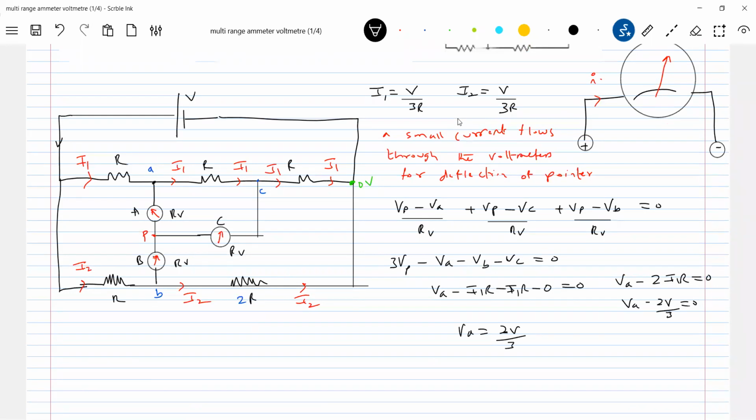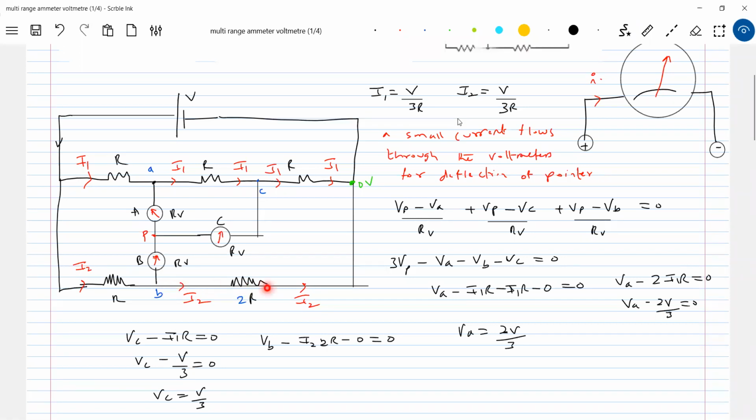Similarly, let's calculate the potential of point C. Vc minus I1R equals 0. What is the value of I1R? This should be V by 3. Potential of point B: Vb minus I2 into 2R minus 0 equals 0. So I am choosing the path. Vb minus I2 into 2R minus 0. What is I2R? Again it will be V by 3.